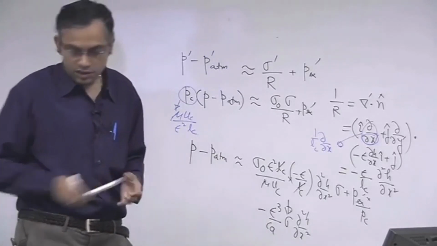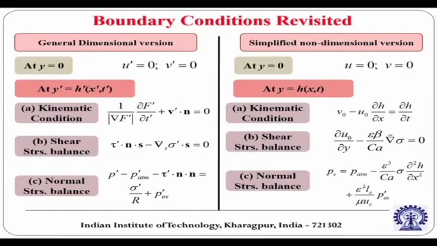So we will get back to the slides and see that is what: minus epsilon cube by sigma capillary number del square H del x square, that is there as that term, and the last term is P dash x by P_c. So this is the normal stress balance.